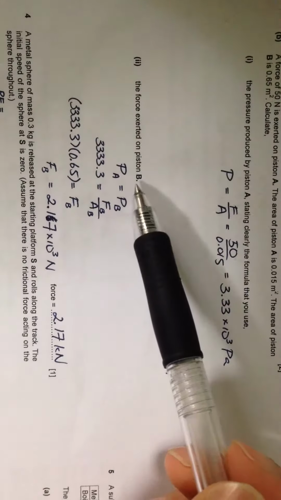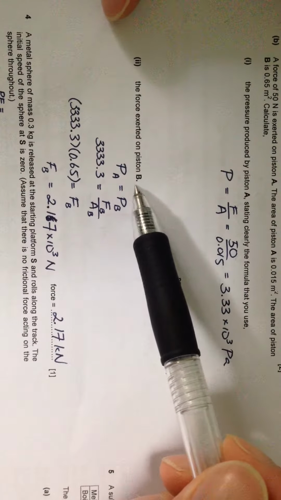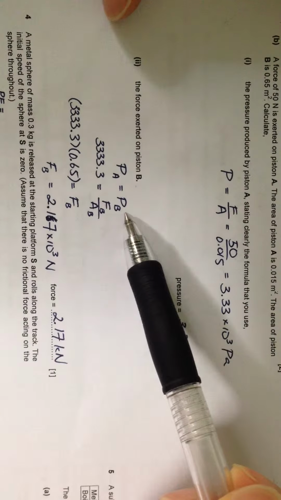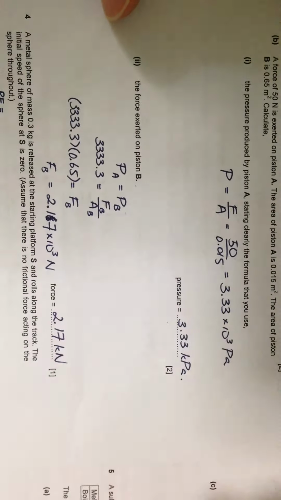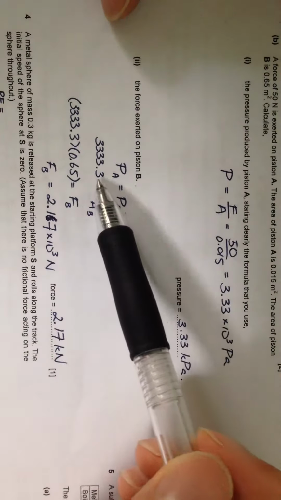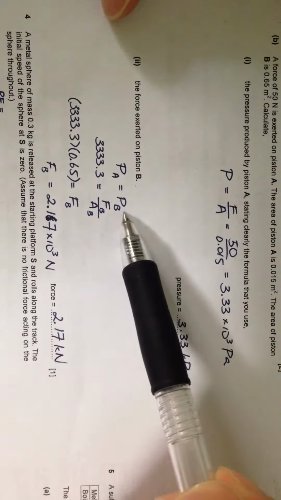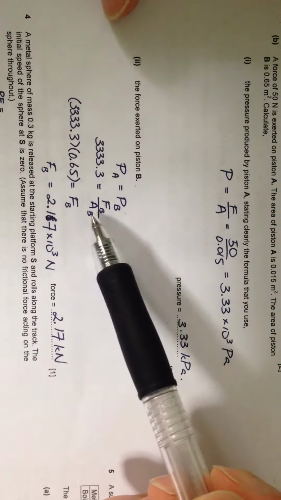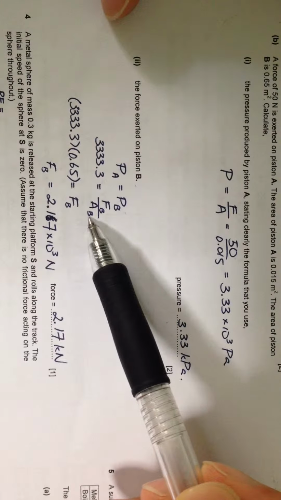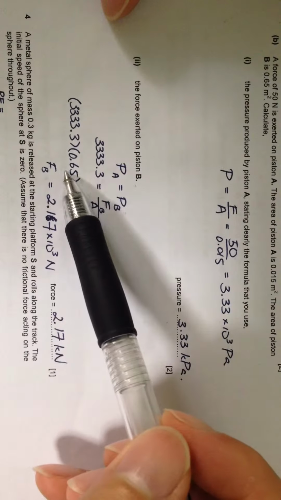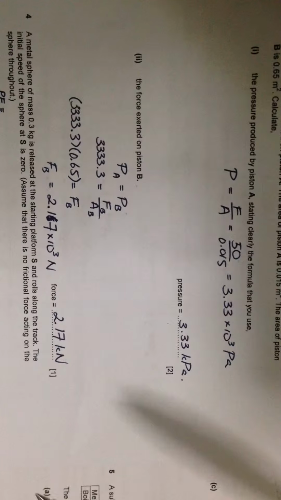And then you are asked to find the force exerted on piston B, and you can use the concept that I just mentioned. Pressure A must be equal to pressure B. Since you have already found pressure A, you can directly use this value on the left hand side. On the right hand side, the pressure B can be expressed as the force at B acting over the contact area of B. Once you do that, move your A and B to this side. The area of B is given as 0.65. Do the calculation, you'll be able to get the force.